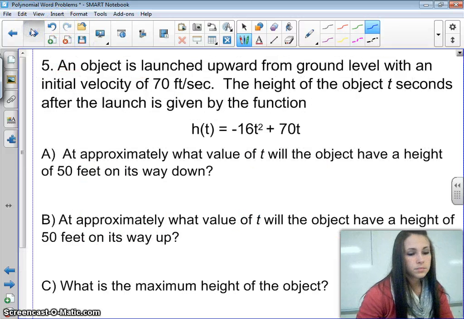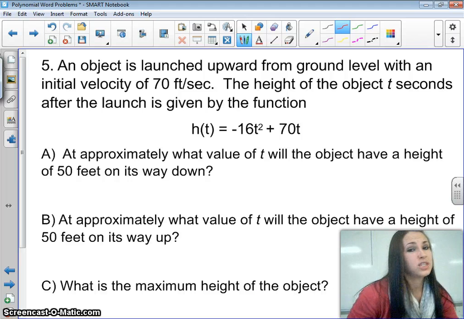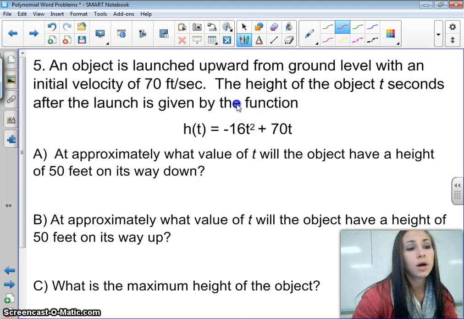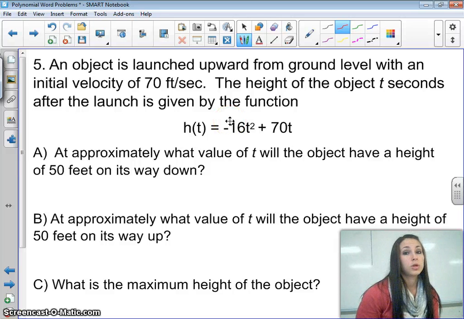Alrighty, number 5. You should pay real close attention to this problem because there was a problem on the exam that was real similar to this. So you should watch this one and put a star by it.